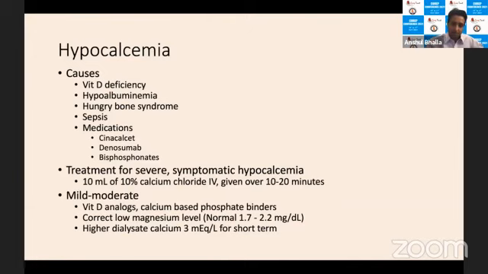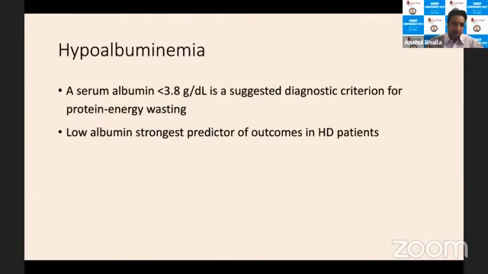If the calcium is severely low and patients are symptomatic, we should give 10 ml of 10% calcium chloride. But if it's mild to moderate, we can start vitamin D analogs. We can switch to calcium-based phosphate binders. Low magnesium level can also make hypocalcemia worse, so we should correct low magnesium. And then we can use higher dialysate calcium just for short term, because long-term high dialysate calcium can cause vascular calcification. So we don't want to use it for long term.